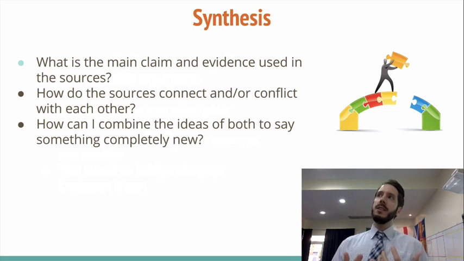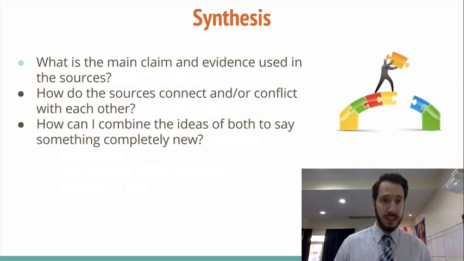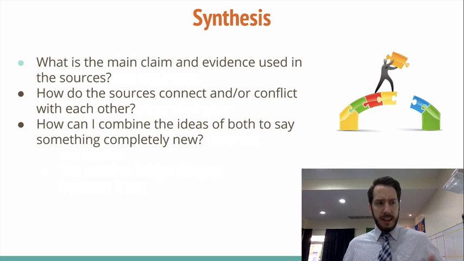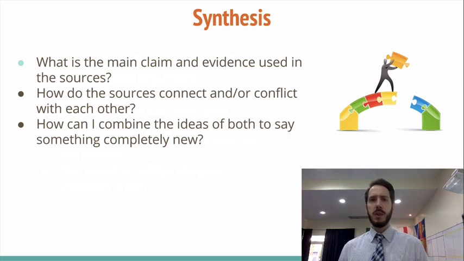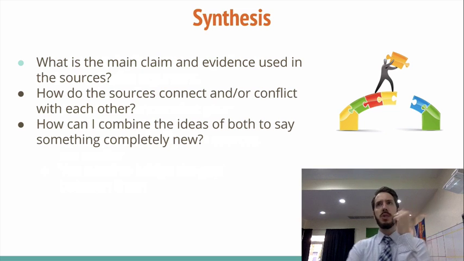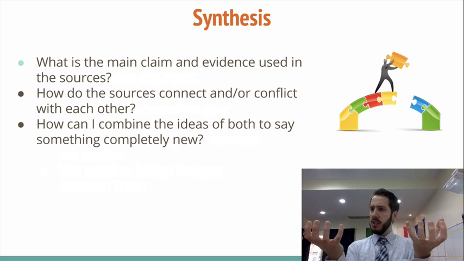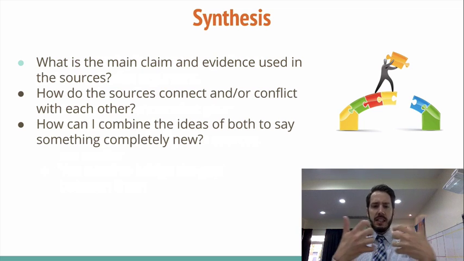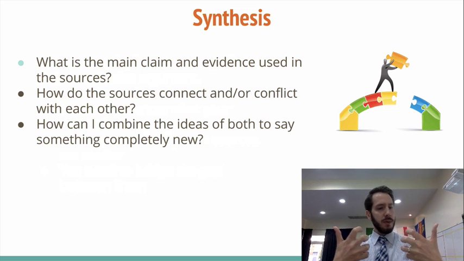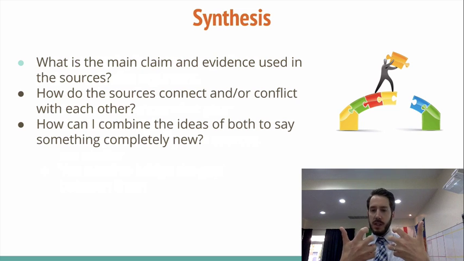When you're trying to synthesize two pieces of information or multiple pieces of evidence together, ask yourself these three questions. First off, what's the main claim and evidence used in my sources? When I'm looking at my sources, what are they trying to say? What's their main claim? What's the evidence that they use? Okay, how do these sources connect together? What are some similarities I see between them? How do I see them conflict? How do I see differences between them?